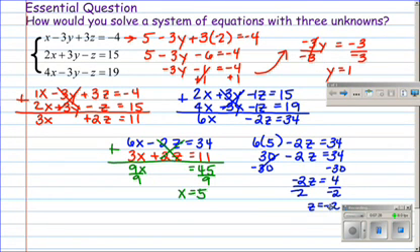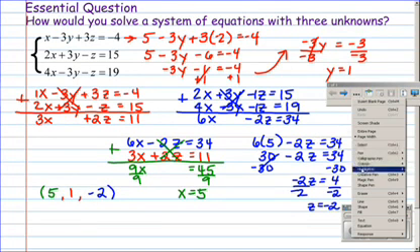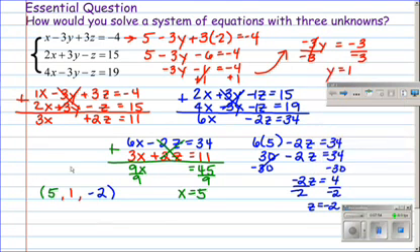So when we write our solution, we're still going to write it as an ordered pair, except it's not going to be a pair, it's going to be 3. We would write a 5. Then we would write our y, which is 1. And then we would write our z, which is negative 2. So there's our answer, 5, 1, negative 2.